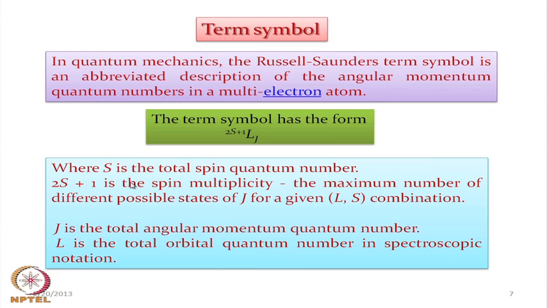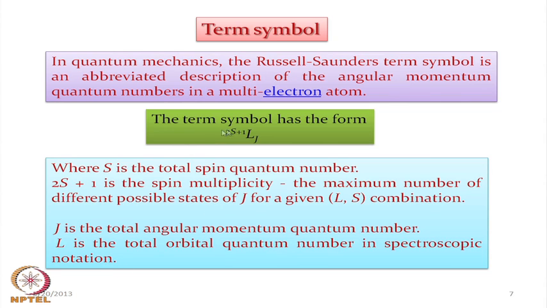Where S would be the total spin quantum number and 2S plus 1 the spin multiplicity, that means the maximum number of different possible states of J for a given L and S combination. So, how many different types of J can be formed can also be known from the corresponding 2S plus 1 type of spin multiplicity, and J is the total angular momentum quantum number and L is the total orbital quantum number in spectroscopic notation.